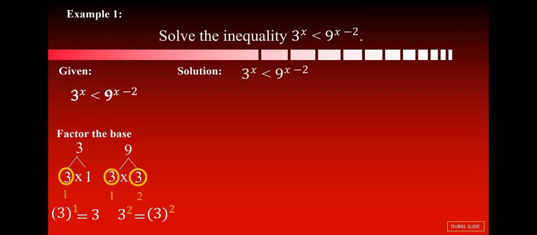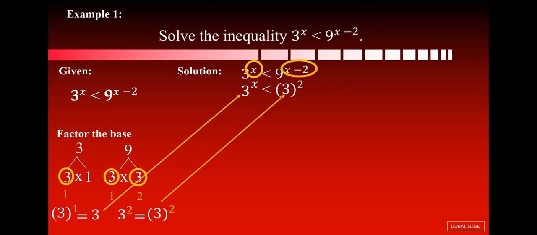Again, our problem is 3 to the power of x less than 9 to the power of x minus 2. So the exponential form of this 3 is 3. And we are going to copy the exponent x together with the inequality. And the exponential form of 9 is 3 to the power of 2. Then we're going to copy the exponent, which is x minus 2.